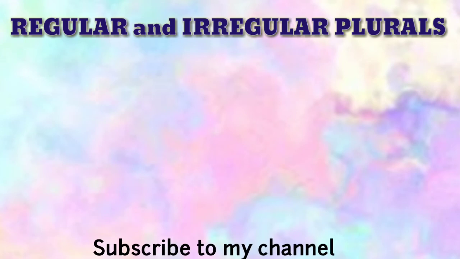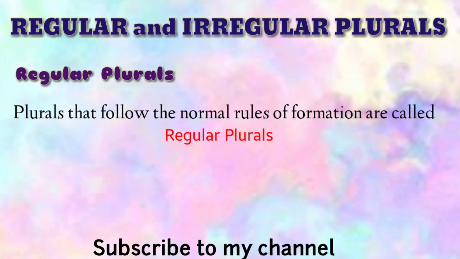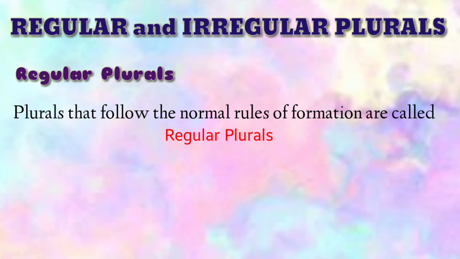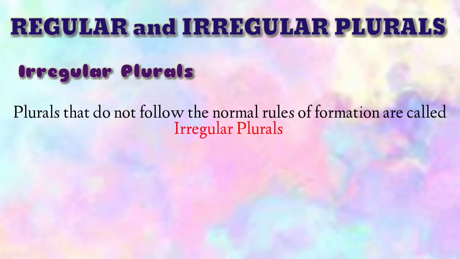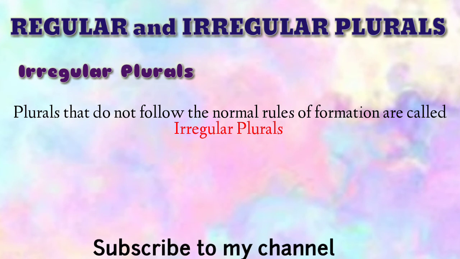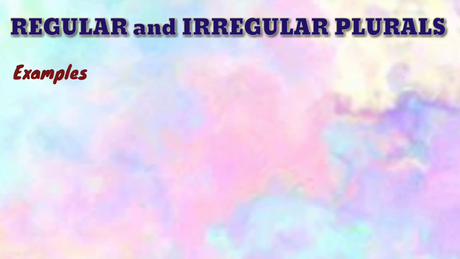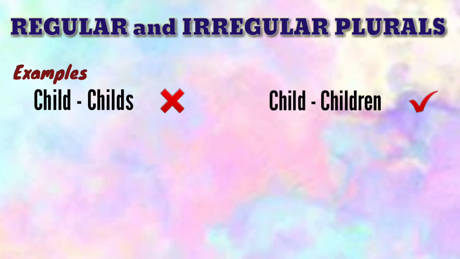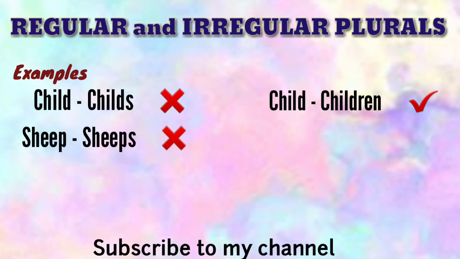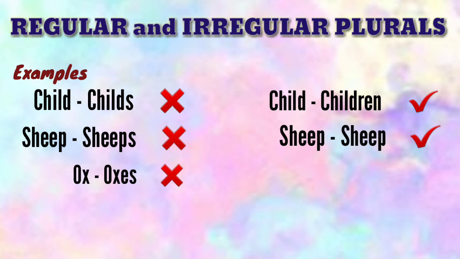So students, our next topic is regular and irregular plurals. Plurals that follow the normal rules of formation are called regular plurals. And students, plurals that do not follow the normal rules of formation are called irregular plurals. For example, child will not become childs but it will be children. Sheep will remain sheep. Ox will not become oxes but oxen.